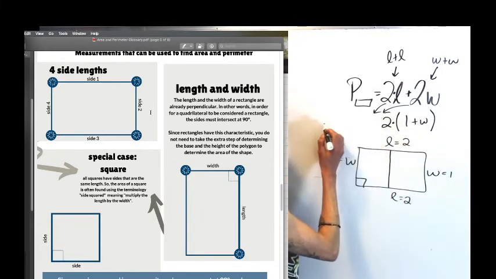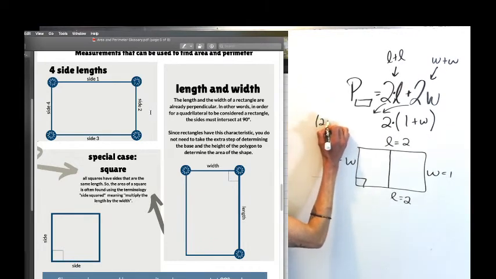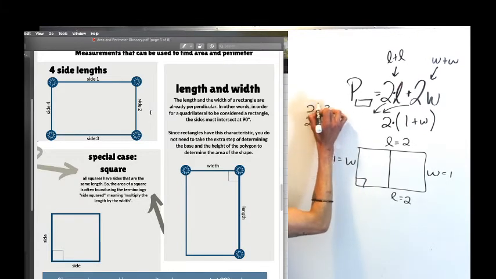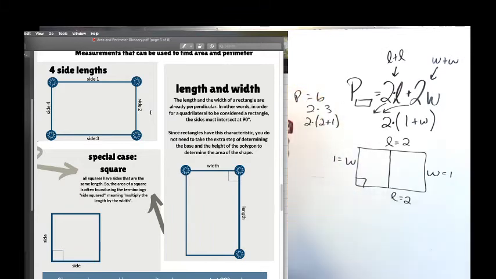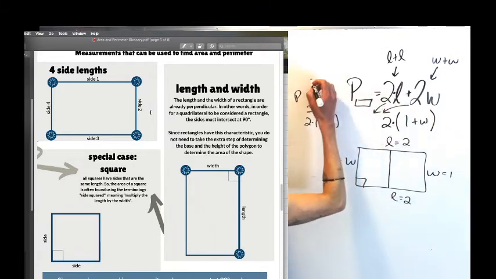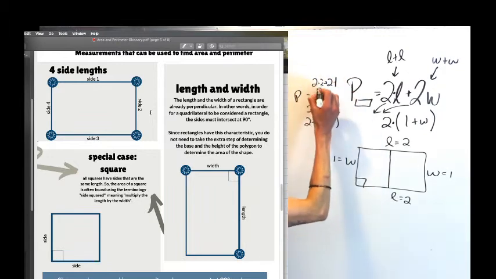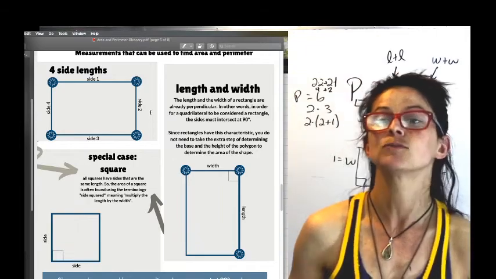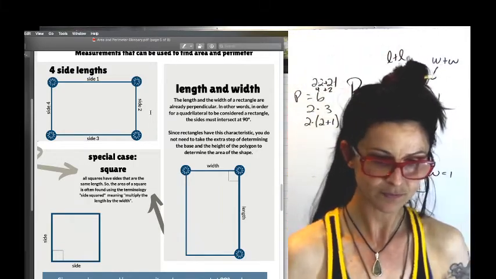Okay, so then we'll work backwards. Our length is 2, our width is 1: 2 plus 1, times 2. 2 plus 1 is 3, times 2 is 6. Yes, that is the perimeter of my rectangle. What if I just did 2 times the length? So the length is 2, so 2 times 2 plus 2 times the width, which is 1. 2 times 2 is 4, plus 2 is 6. What if I just added them all up? 2 plus 1 is 3, plus 2 is 5, plus 1 is 6, so it works, okay?